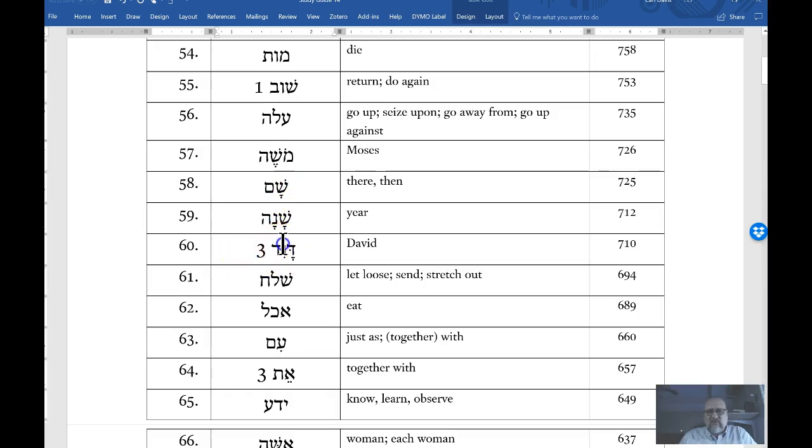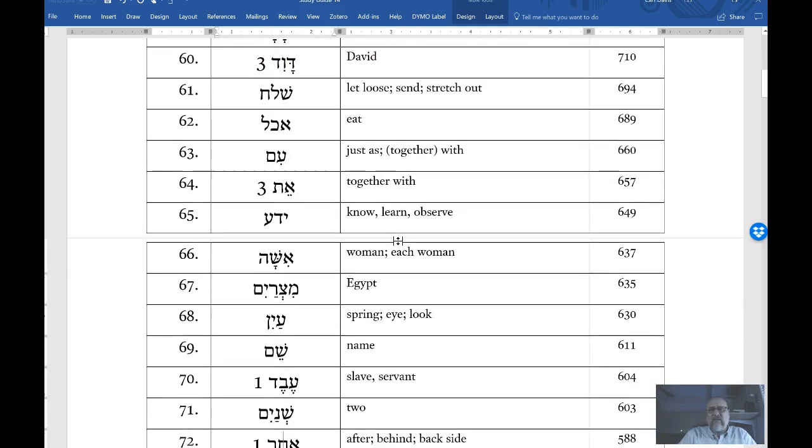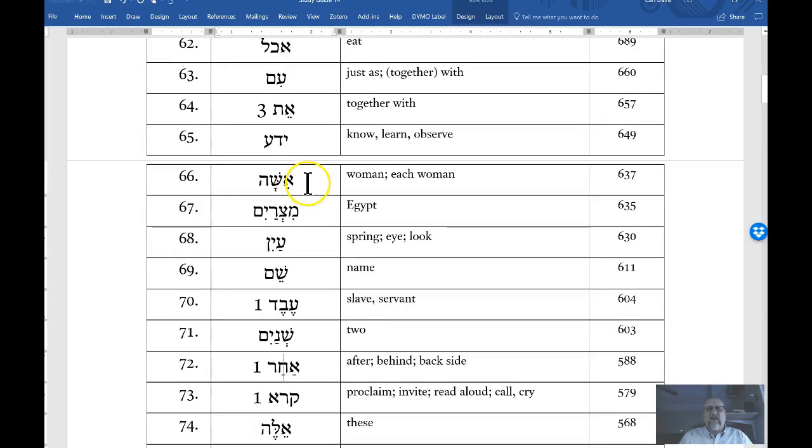David, David. It's all straightforward and all review. Shalach, to send. Akal, eat. We've had akal in Genesis 1. Im, I would go with here. This is the word Emmanuel, the part of that word. God is im, with us. Et can mean with. Notice that's the third use we've learned of that.